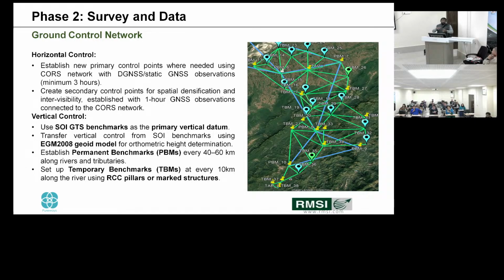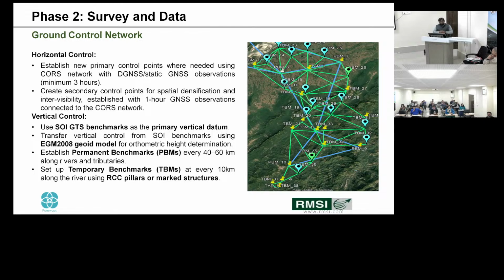What is master control? These master controls are observed over 3+ hours. When you observe with the GPS or GNSS over 3+ hours, you will get data close to an accuracy of less than a centimeter. So that's called master control. Then there is a secondary control. Those are observed for 1 hour. When you observe that, we will reach close to 2 centimeter kind of accuracy.